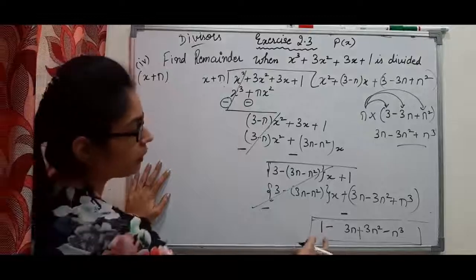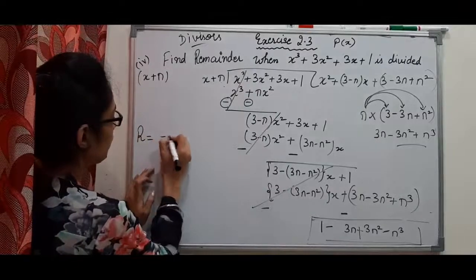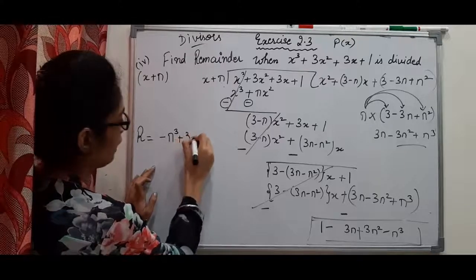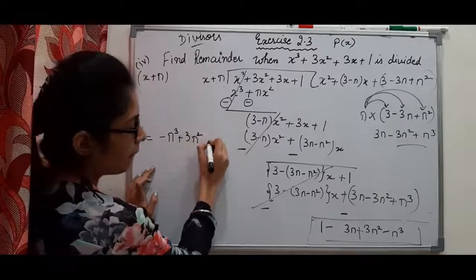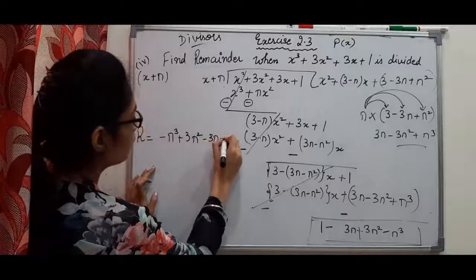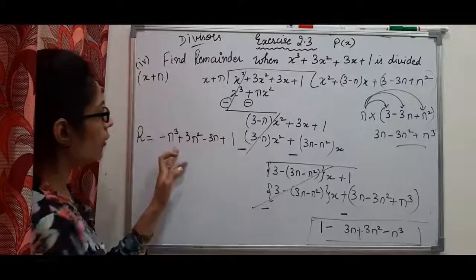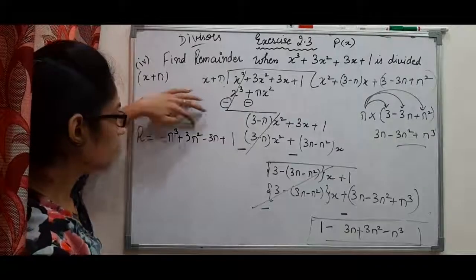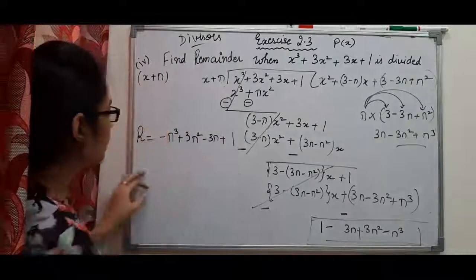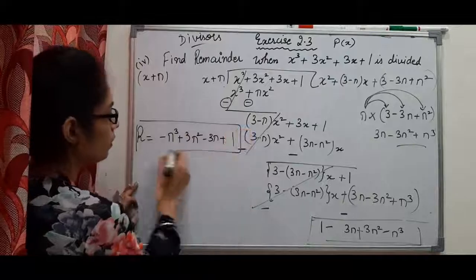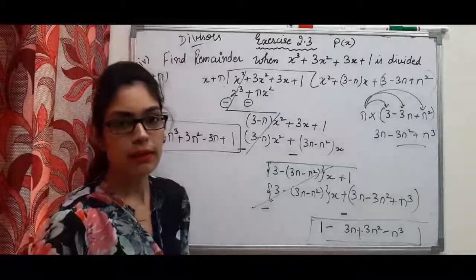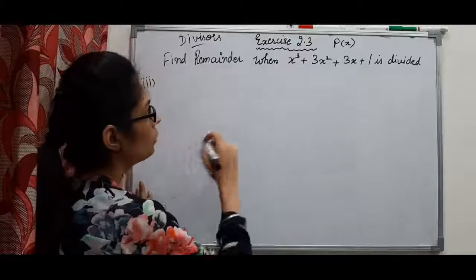So remainder you can also write in this way, minus pi cube plus 3 pi square minus 3 pi plus 1. See, in order of their decreasing degrees of pi, first cube, then square, then 1. So like this also you can write the remainder. So this was the remainder of this division. Now let's do the next part. So let's do third part now.